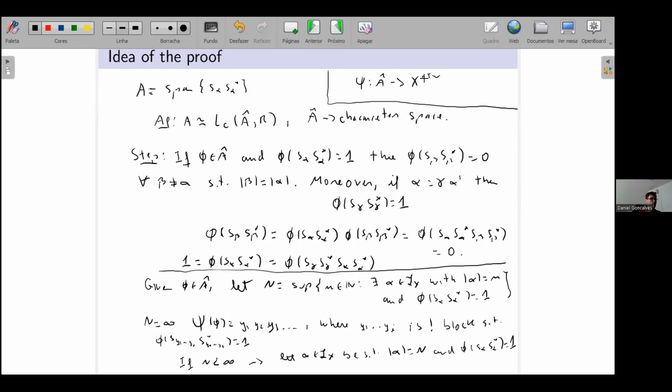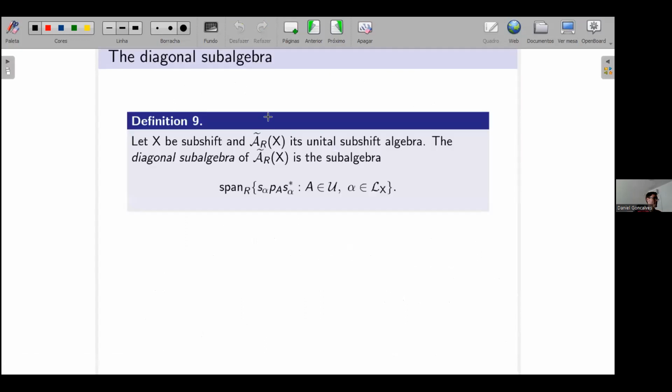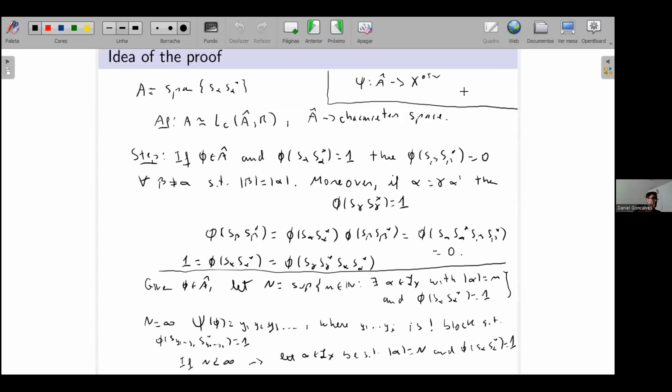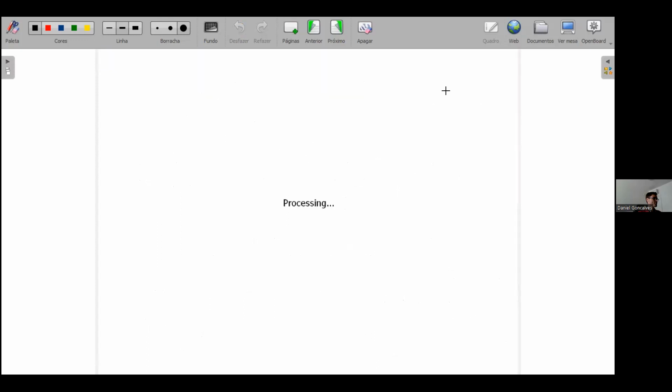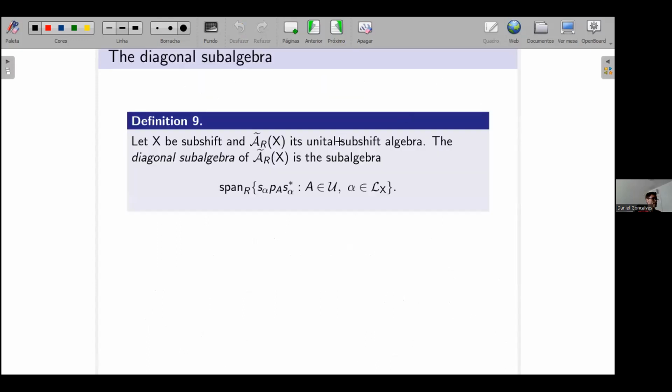Now, this Ott-Tomforde-Willis subshift is really the spectrum of this commutative algebra. Okay, so there's the connection we are looking for, but this is not right. It is a commutative subalgebra, but it's not the diagonal one. The diagonal subalgebra is the one generated by all the elements S alpha, P A, S alpha star, and I think here is where the inverse semigroup would be really interesting to look at.